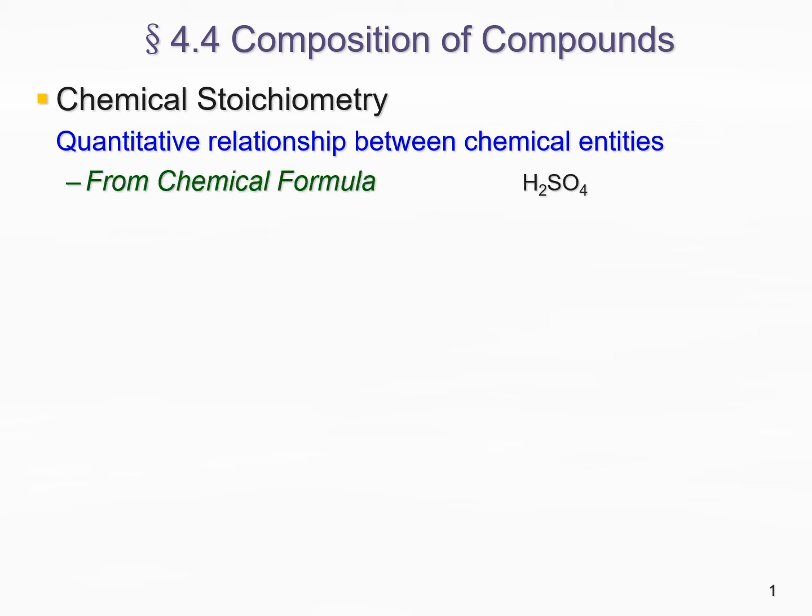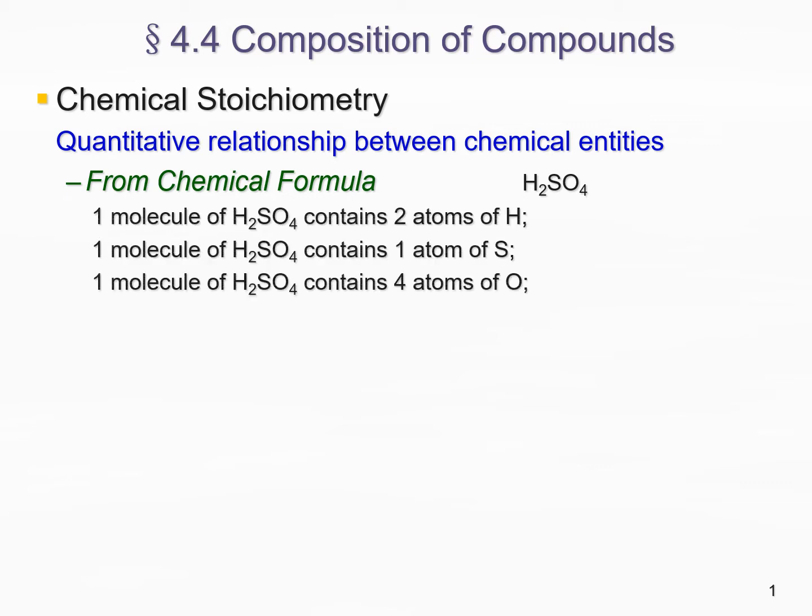So for example, if we have a chemical formula like H2SO4, sulfuric acid, we can make statements like the following. 1 molecule of H2SO4 contains 2 atoms of hydrogen. Remember, here we talk about atoms. It's not molecules for those elements. 1 molecule of H2SO4 contains 1 atom of sulfur and 4 atoms of oxygen. So here we see 3 statements.